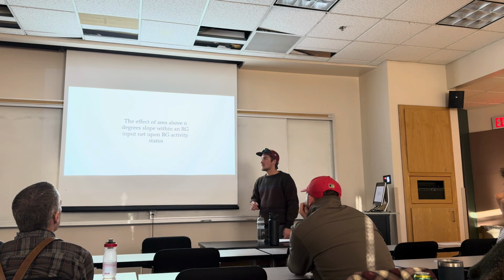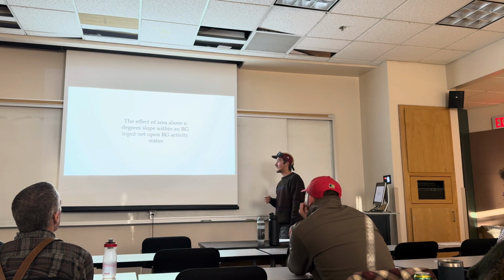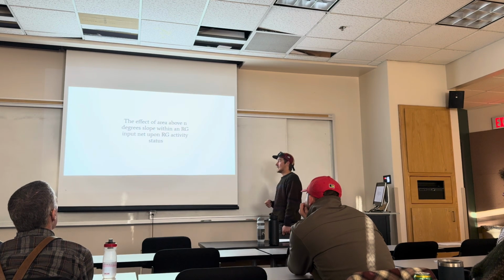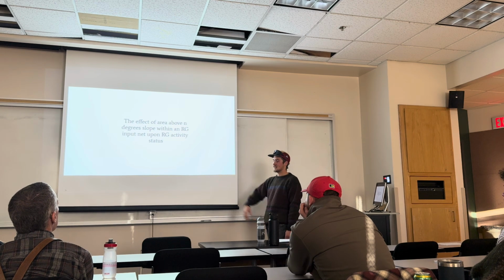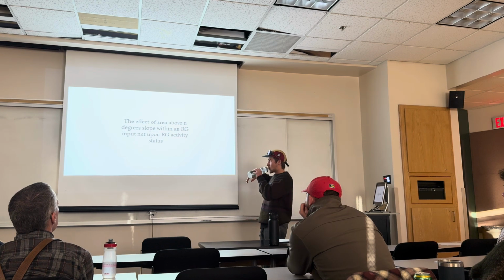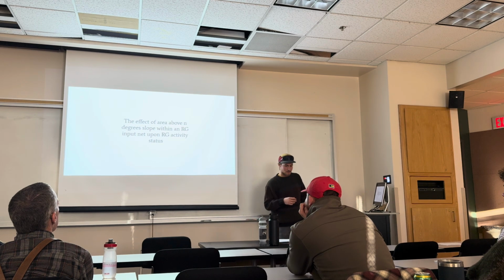So this is kind of wordy, but this is what the rest of it is about. The effect of area above n degree slope within an RG input net upon RG activity status, and this RG means rock glacier. Let's try and unpack that.